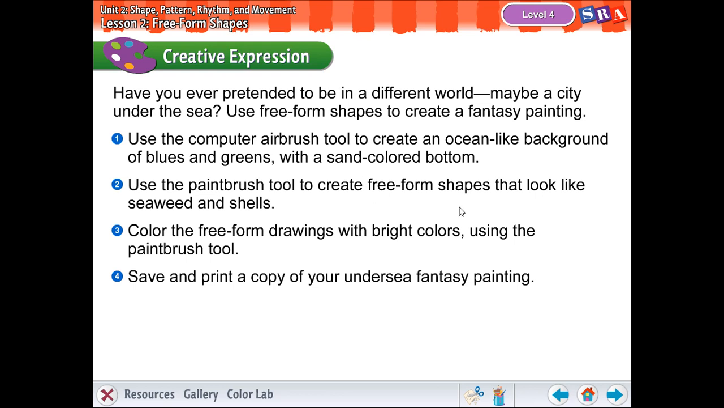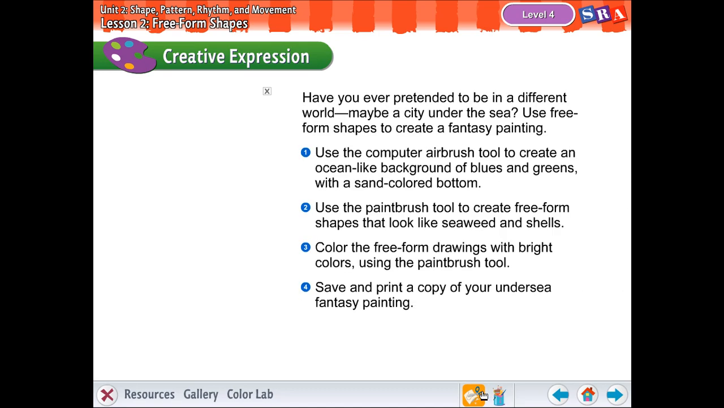Have you ever pretended to be in a different world, maybe a city under the sea? Use freeform shapes to create a fantasy painting. Use a computer airbrush tool if you want to try to create an ocean-like background of blues and greens with a sand-colored bottom. Use the paintbrush tool to create freeform shapes that look like seaweed and shells. Color the freeform drawings with bright colors using a paintbrush tool. If you don't want to use the computer, do it with your crayons.